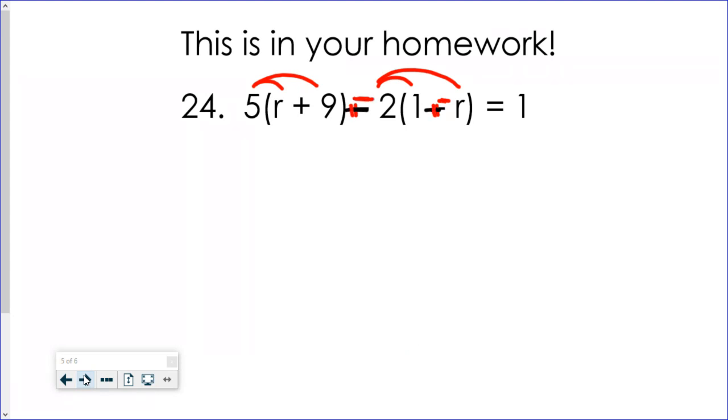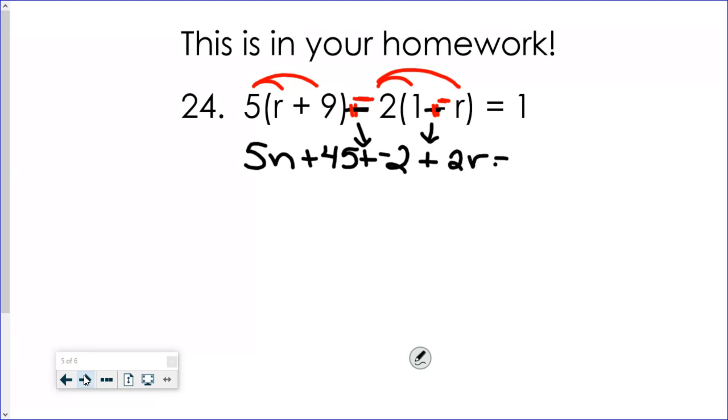So just be careful when you distribute, you end up getting a positive 5r plus 45. And then that gets brought down. A negative 2 times 1 is negative 2. And a negative 2 times a negative r is a positive 2r. There's my hint to get you started, okay?